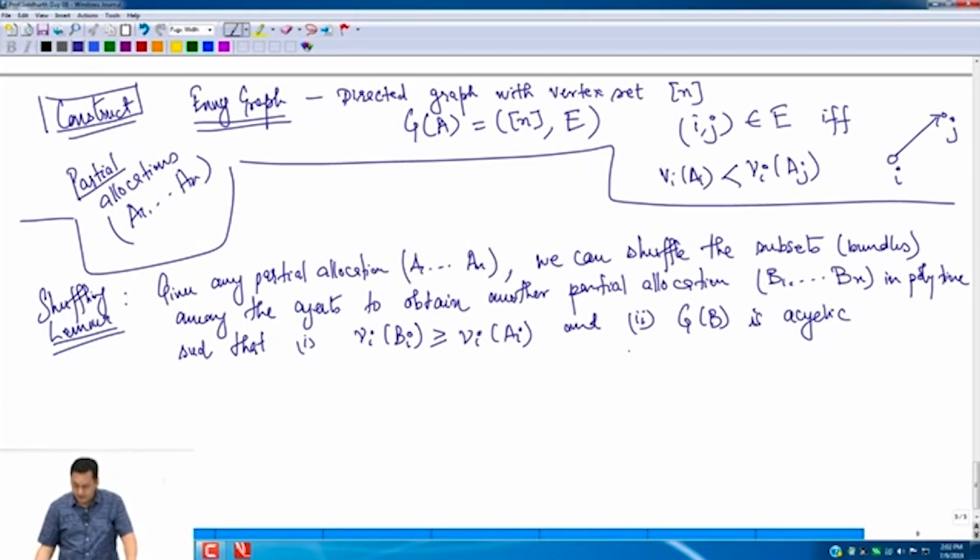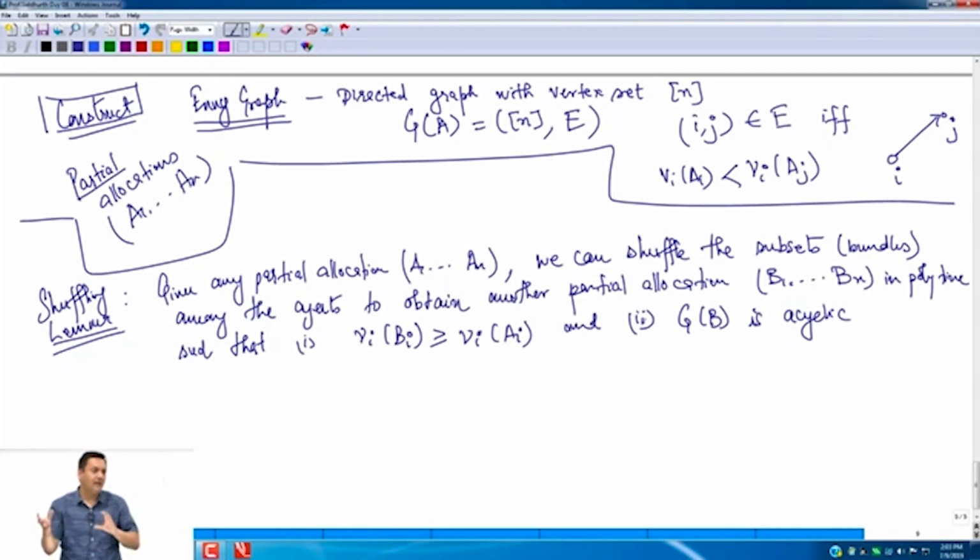So the idea is, you give me any partial allocation, you give me an assignment of subsets to agents, I'll look at this assignment, and I can shuffle them efficiently. That is, I'll pick a few agents, say 3 of them, and I'll say, the first agent's bundle goes to the third, the third agent's bundle goes to the second, and the second agent's bundle goes to the first one. So I can shuffle them around.